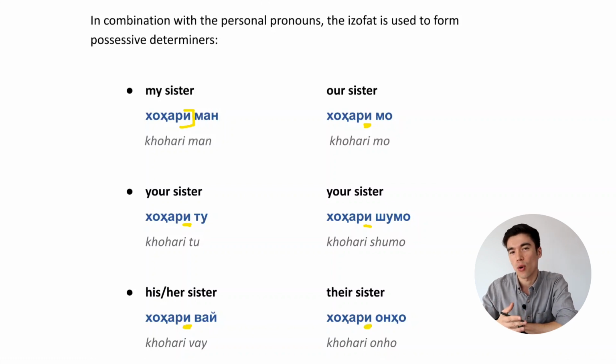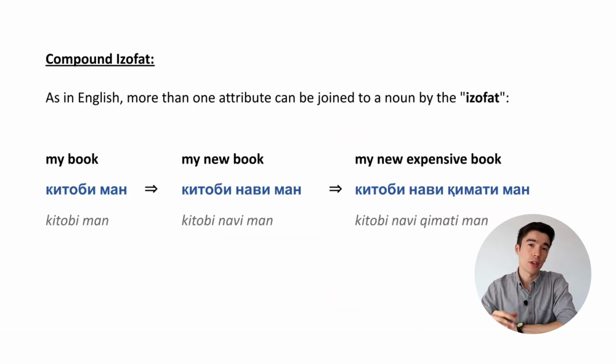Okay, khohari onho. All right, now let's talk a little bit about compound izofat. So as in English, more than one attribute can be joined to a noun by izofat.